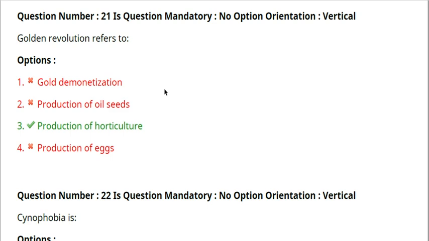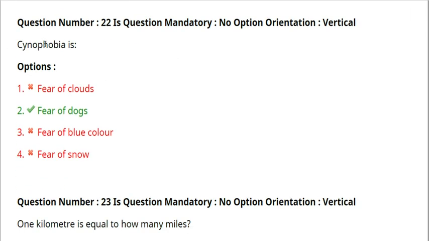Next, what is meant by green revolution? Green revolution means revolution of wheat and rice, and the father of green revolution is M.S. Swaminathan. Next, cyanophobia means what? Cyanophobia means fear of dogs. Fear of clouds is nephophobia, whereas fear of snow is chionophobia. And the fear of colors is chromophobia, friends.